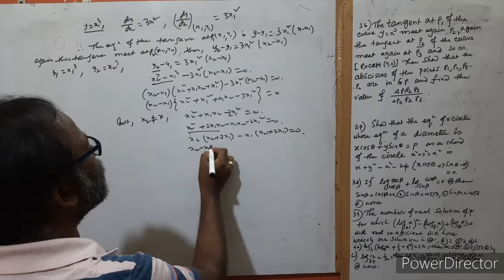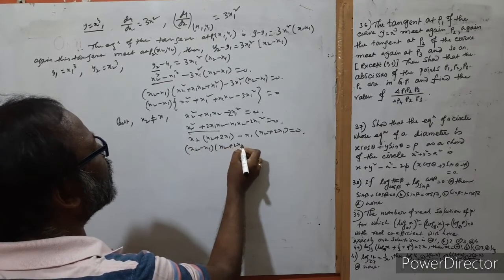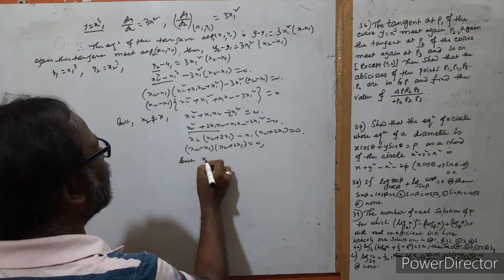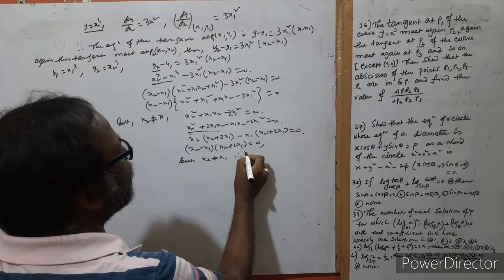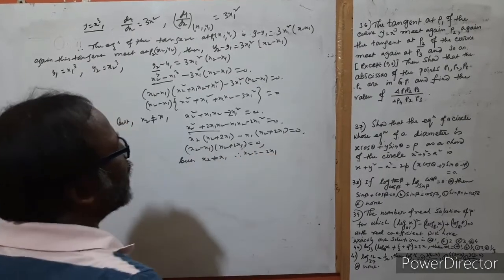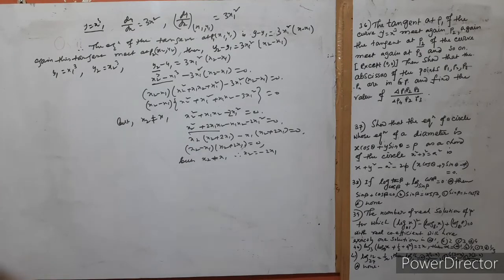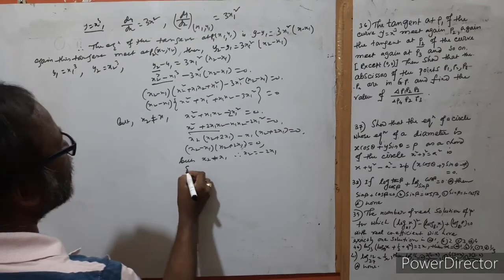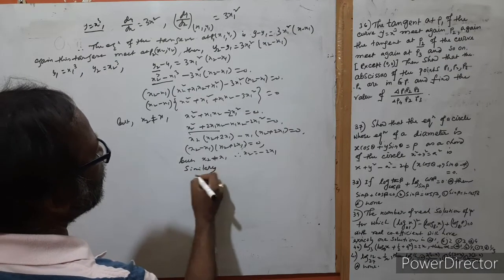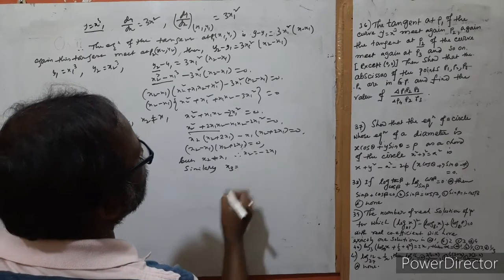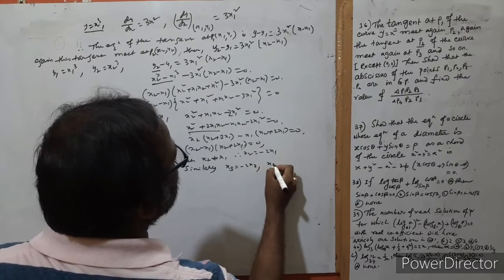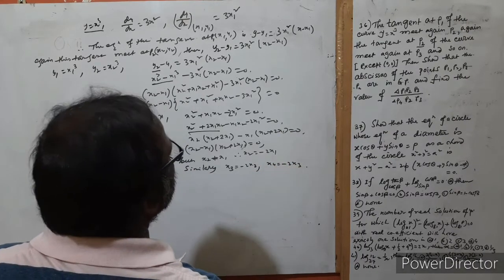So again x2 minus x1 and x2 plus 2x2, this is x1 equal to 0, but x2 can never be x1, therefore x2 is equal to minus twice x1. Okay, similarly we can write here x3 is equal to minus 2 x2 and x4 is equal to minus 2 x3.